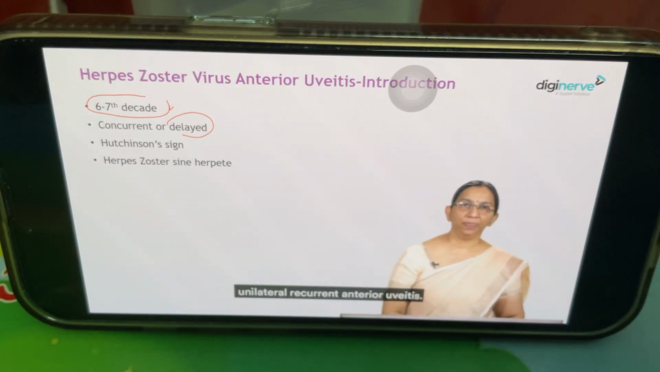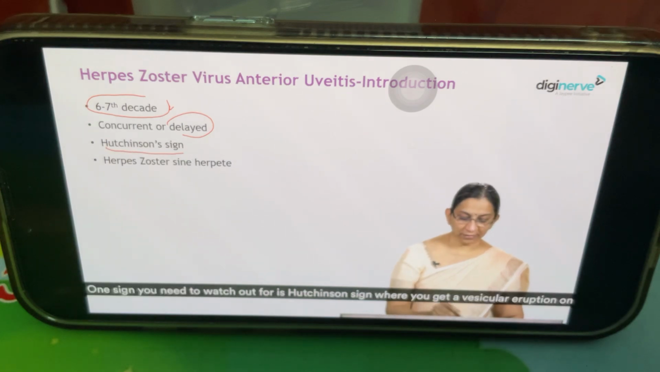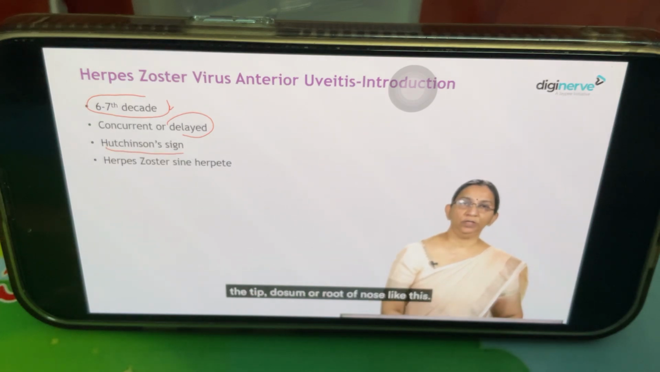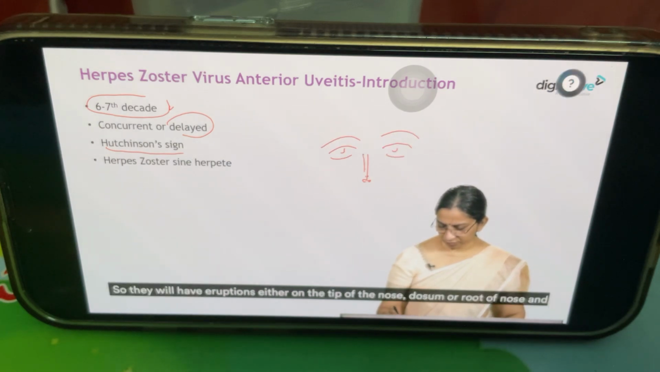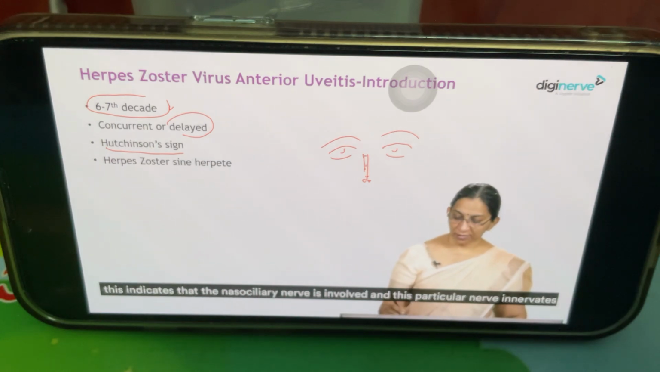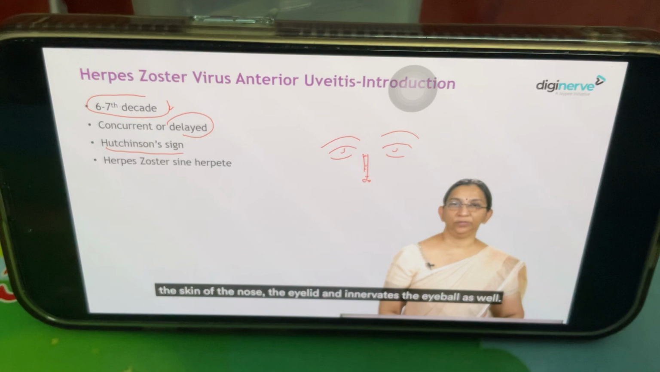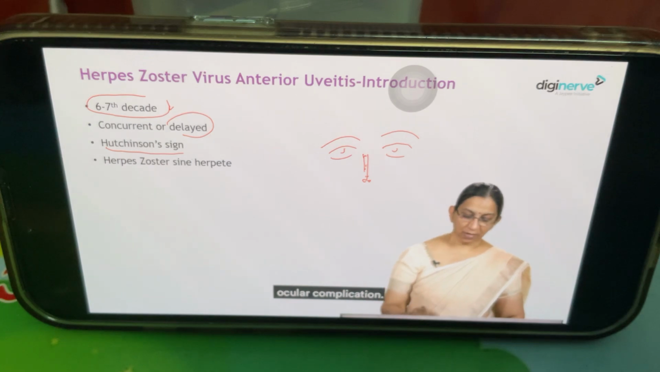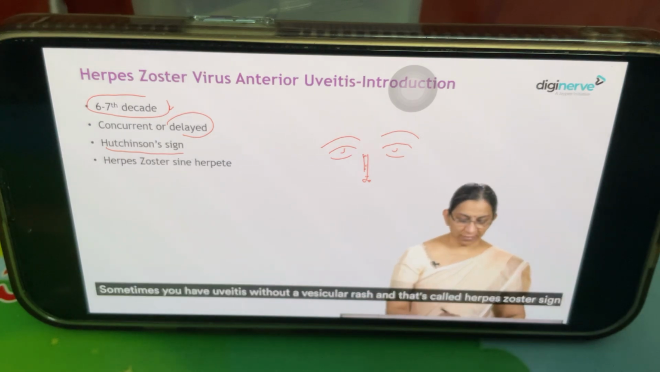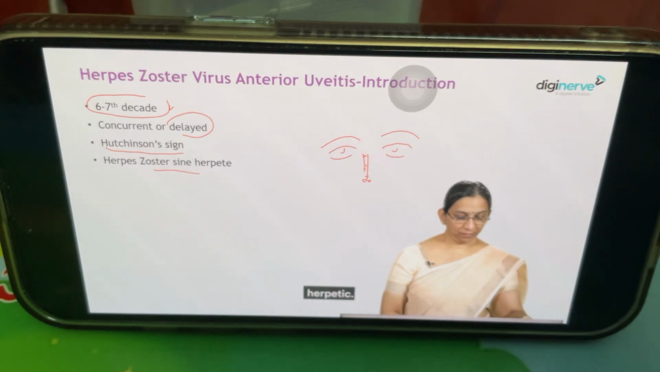The one sign you need to watch out for is Hutchinson's sign, where you get a vesicular eruption on the tip, dorsum, or root of the nose, like this. They will have eruptions either on the tip of the nose, dorsum, or root of nose. This indicates that the nasociliary nerve is involved. This particular nerve innervates the skin of the nose and the eyelid, and it innervates the eyeball as well. So the clinical implication of this sign is that you have a much higher risk of ocular complications. Sometimes you have uveitis without a vesicular rash, and that's called herpes zoster sine herpete.